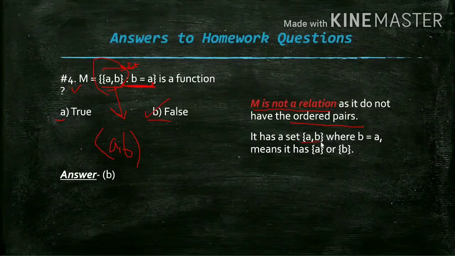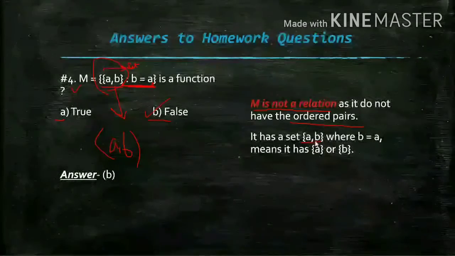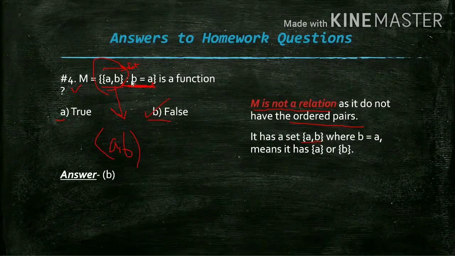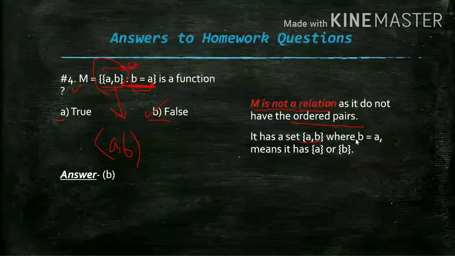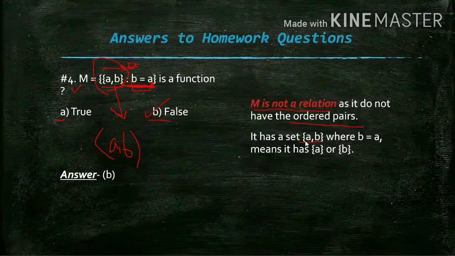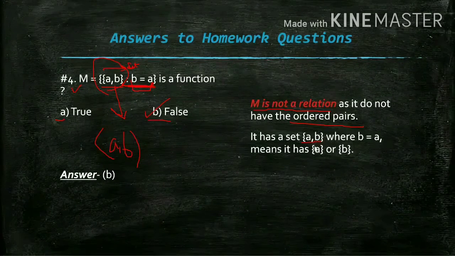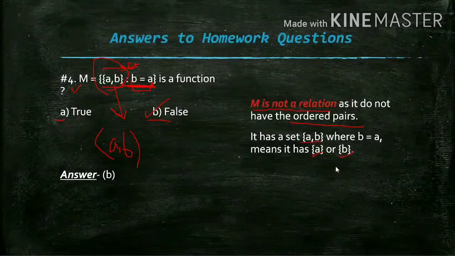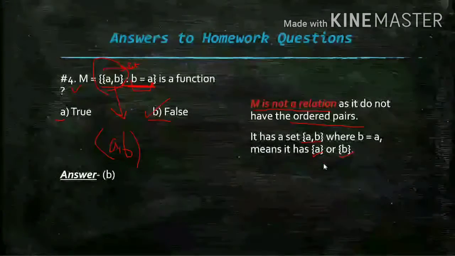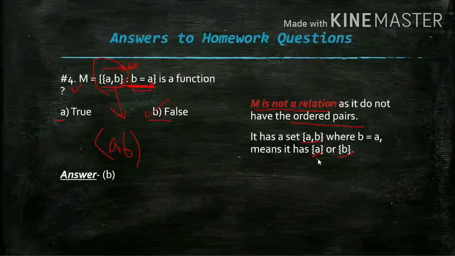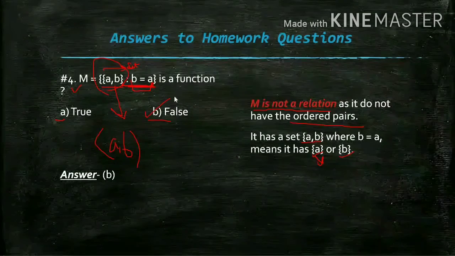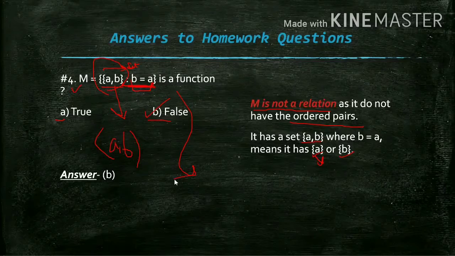So it has a set {a, b}. That means this set contains the set {a, b}, and the relation is that b is equal to a. That means when a is equal to b, because in a set we do not repeat the elements. We do not write a comma a. So when we have just one element in the set, we write it as a singleton. We call it the singleton. So that means this M would be having the elements like this.